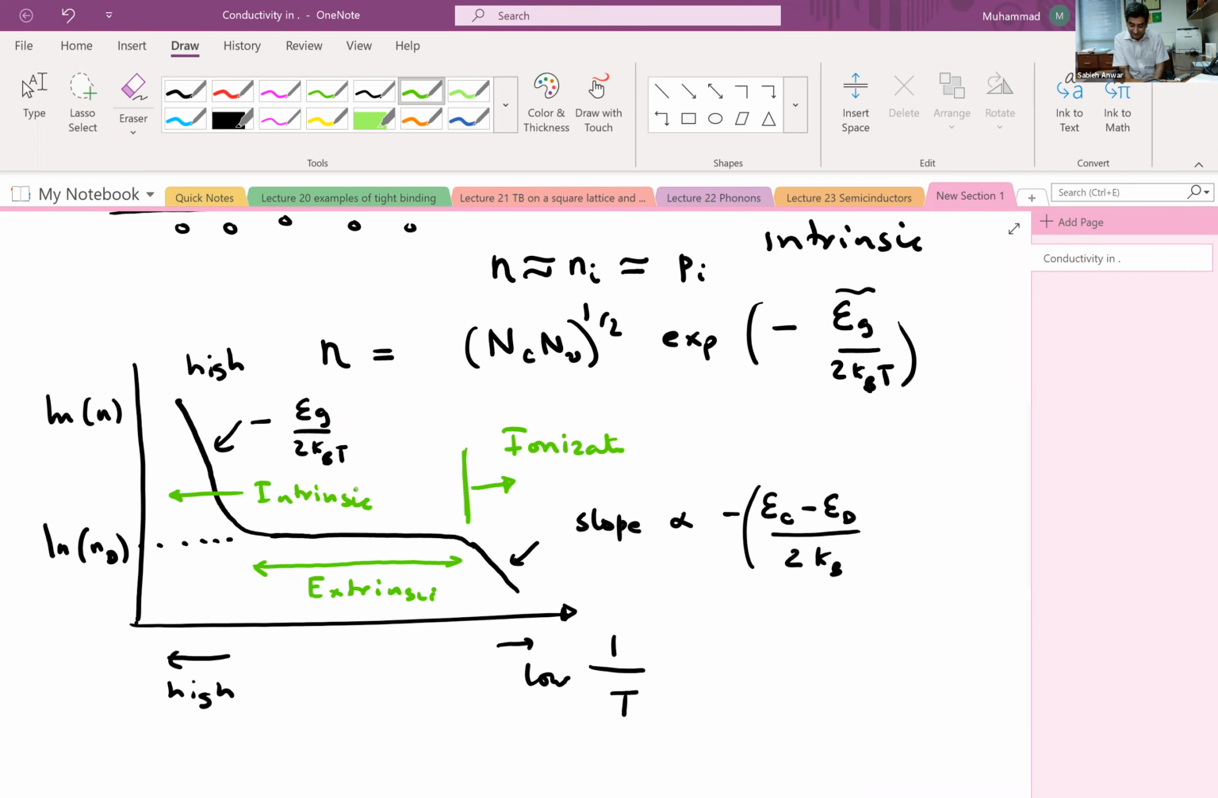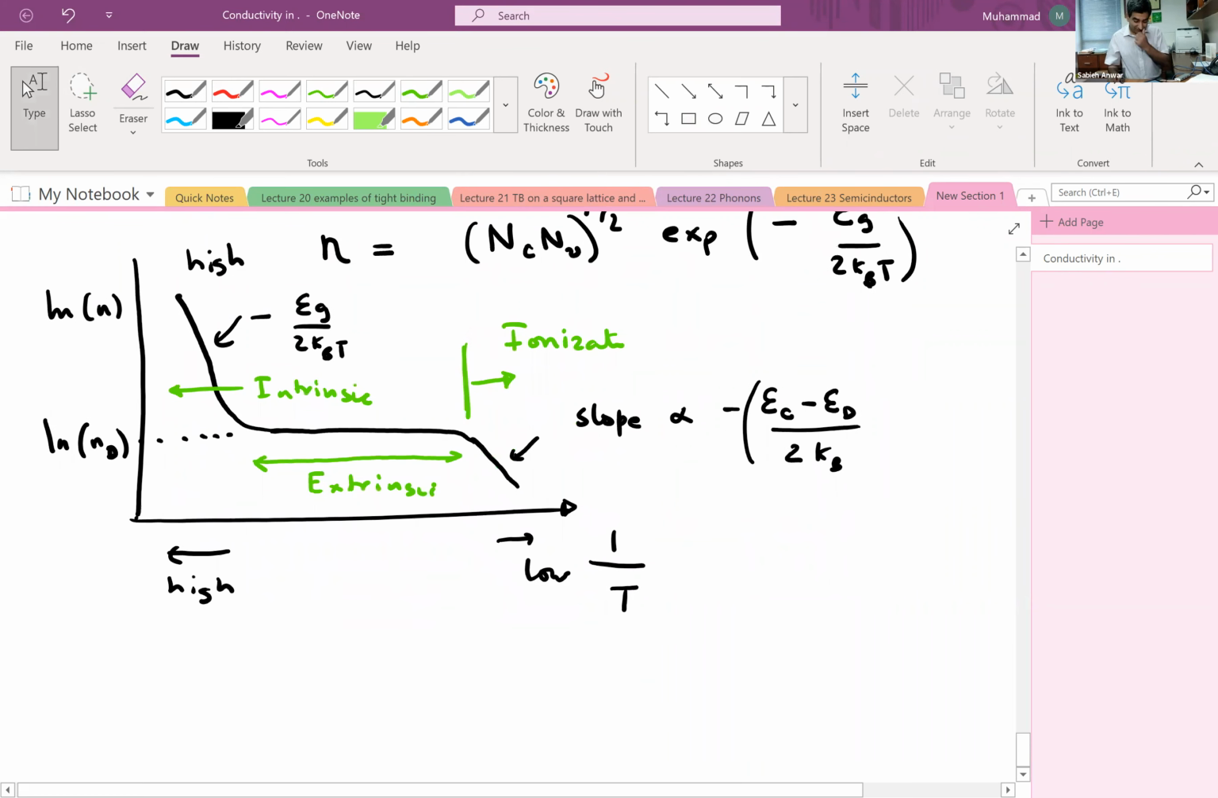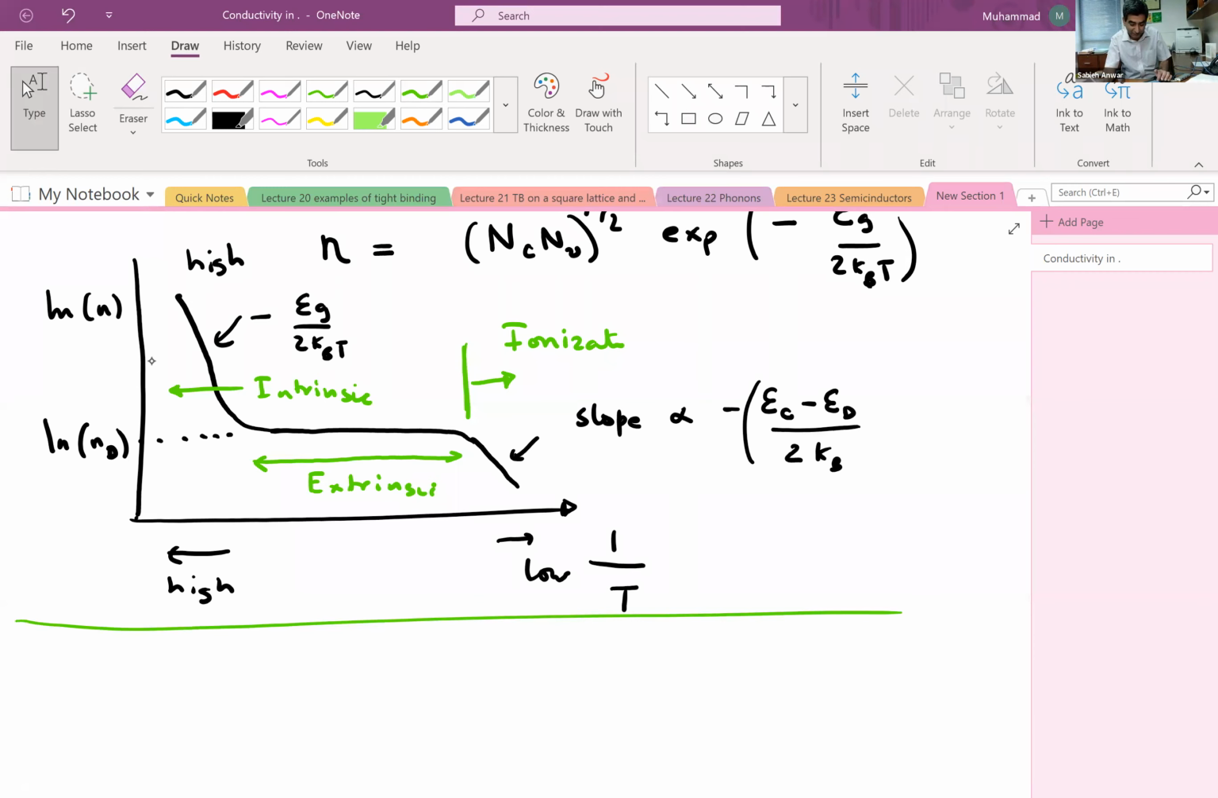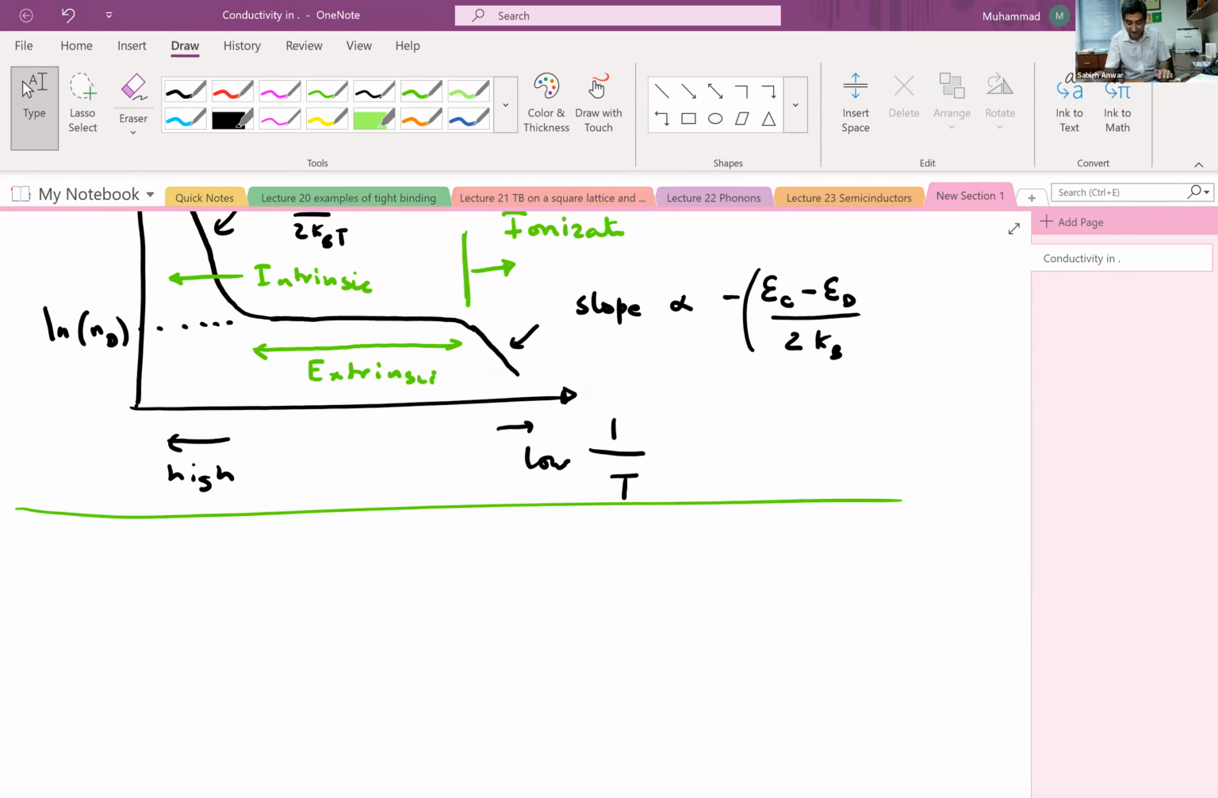Now, we are over time. So I'll start off the next lecture. The next 5 minutes I'll spend on how the mobility is going to change with temperature. But let's just finish this. Any questions? I'll just take 5 more minutes. Even though I'm finding it hard to speak, let's finish this off. Any questions?